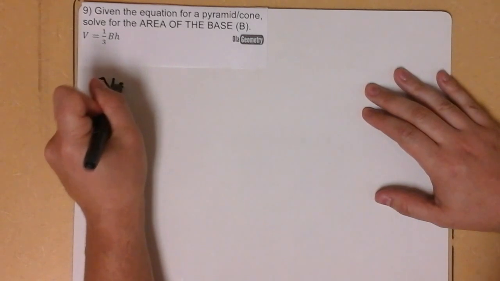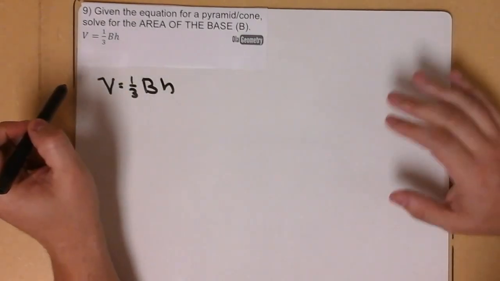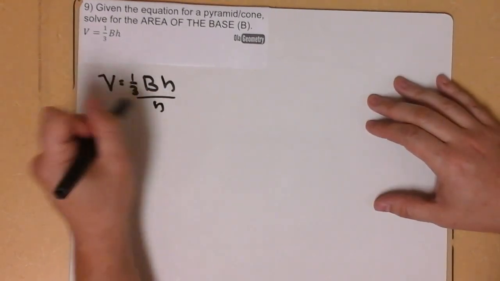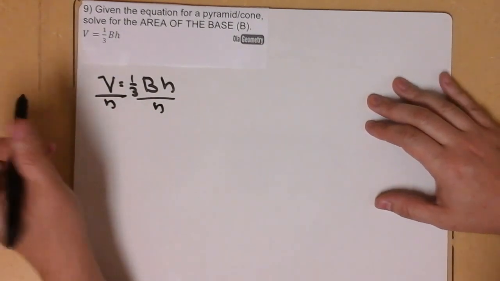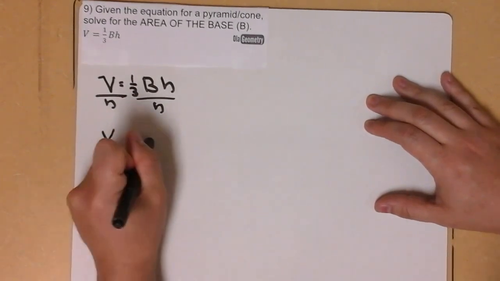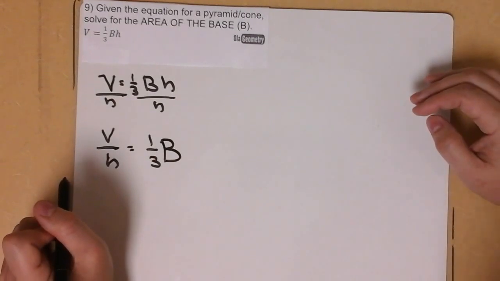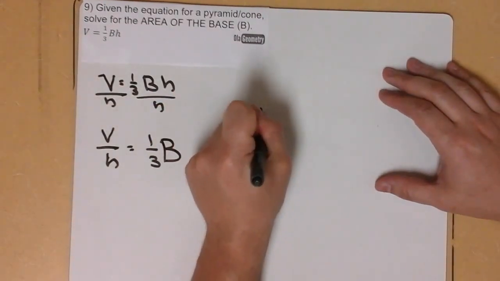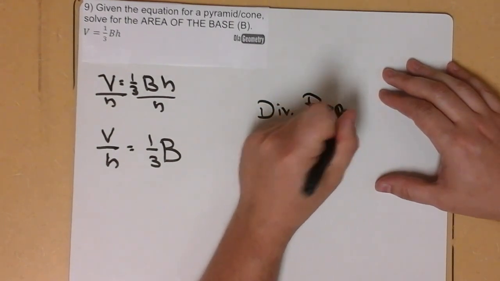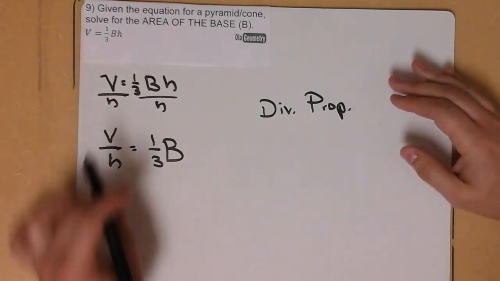All right, let's take a look at this. I'm going to rewrite this one because it's going to be a whole lot quicker. What I'm going to do is divide out the h. I could have divided out the 1/3 first and it would have been the same result. So I have V over h equals 1/3 base. And I'm going to say that's the division property. So I'm just going to write that over here. Division property.